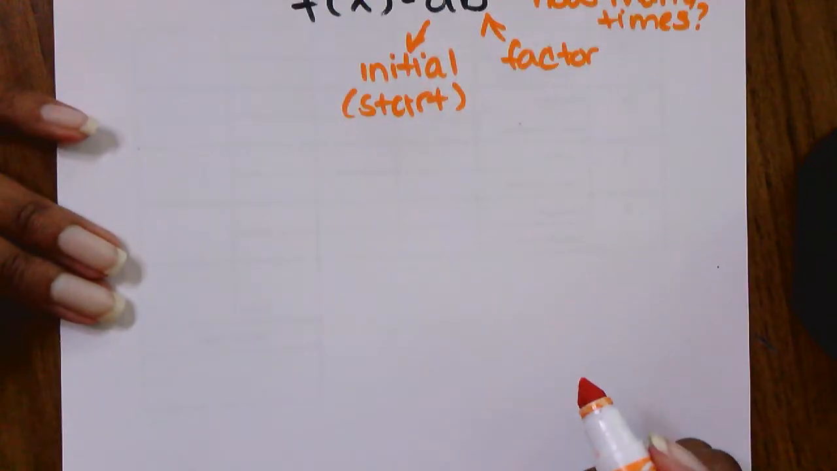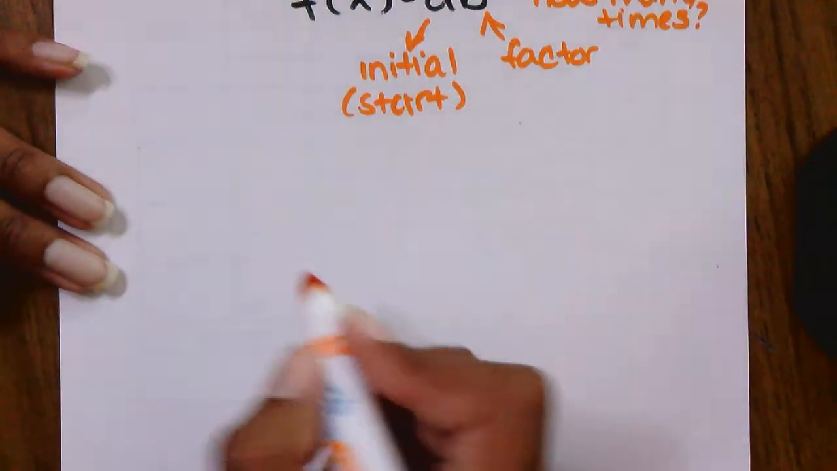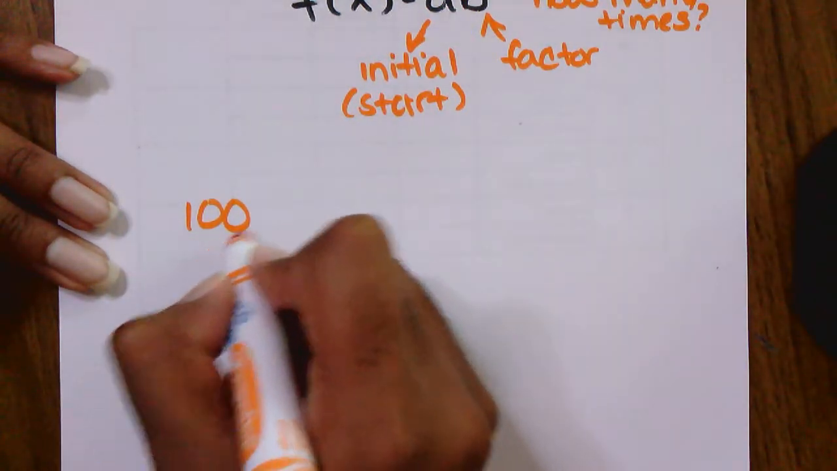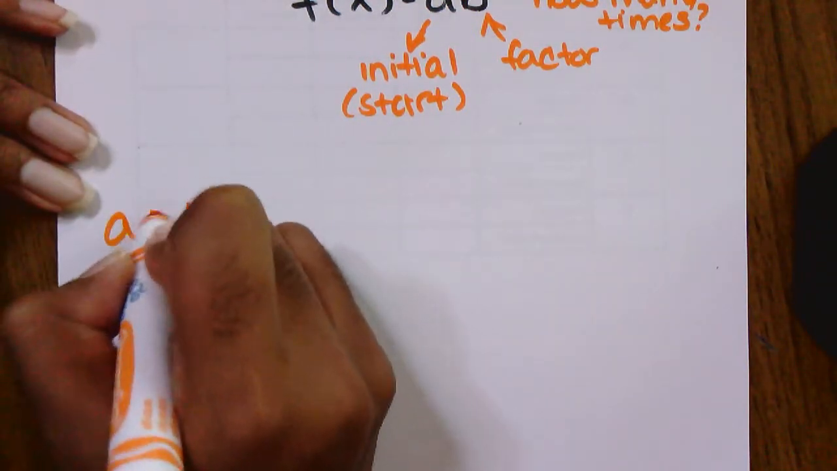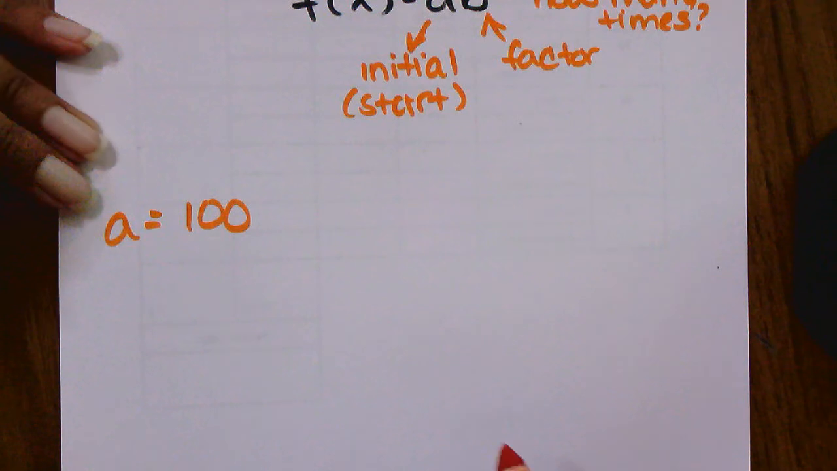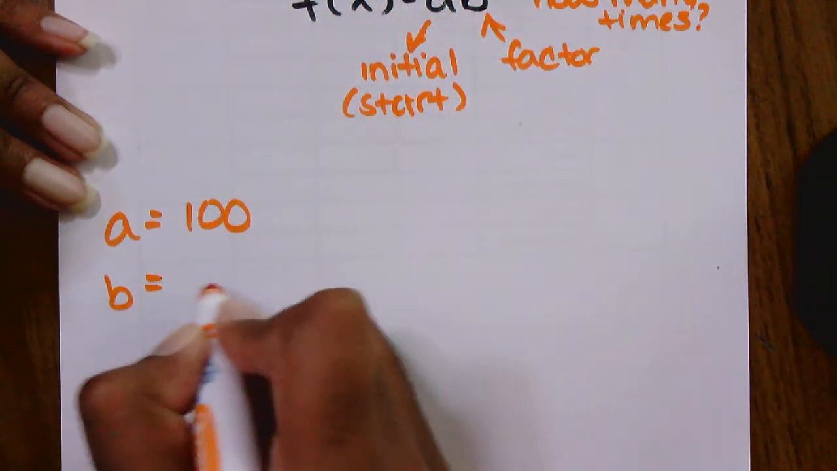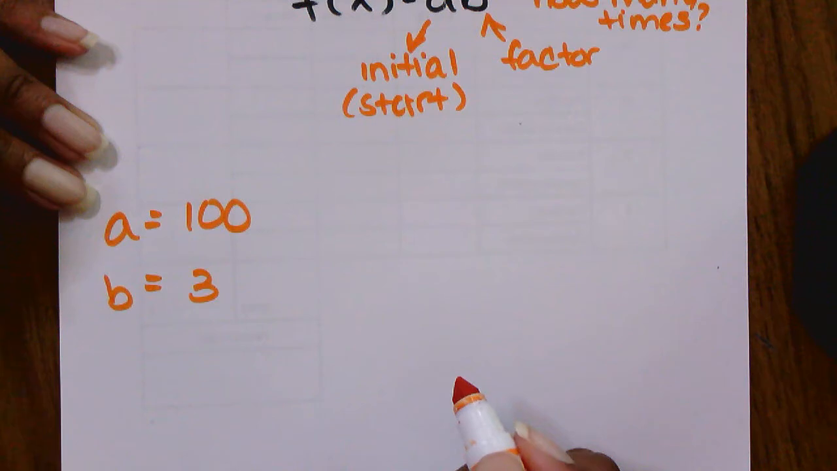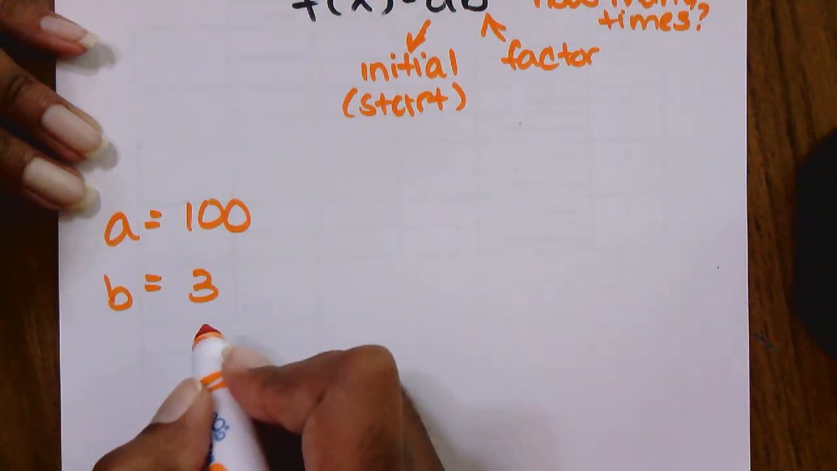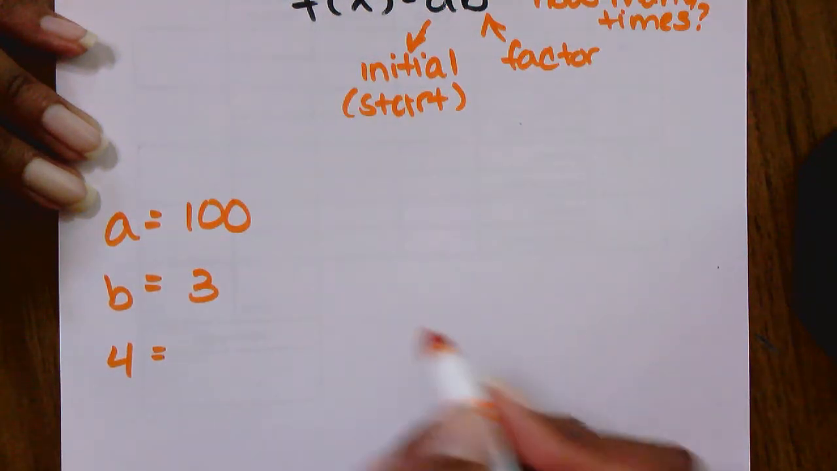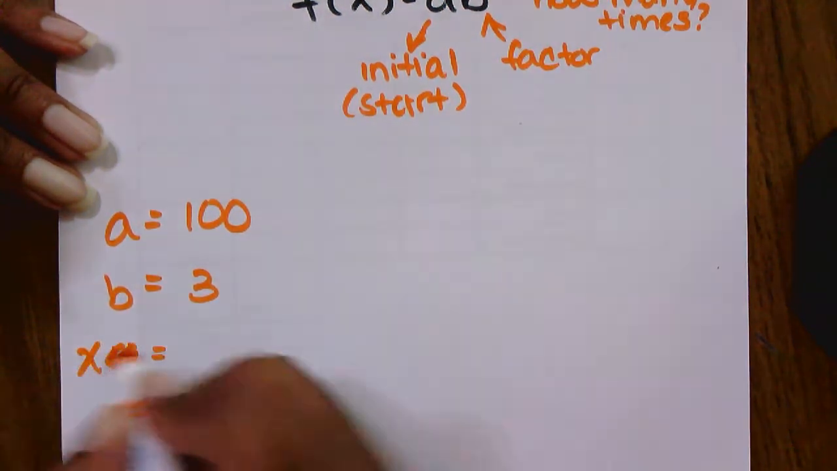So, for example, let's say that you had a situation where you started off with 100 bacteria. That would be your initial amount. That would be your A. And let's say that they tripled every hour, so that's your factor B, and you wanted to know how many bacteria there would be after 4 hours. You would have to figure out how much would be after 4 iterations of every hour. So your X, how many times, would be 4.